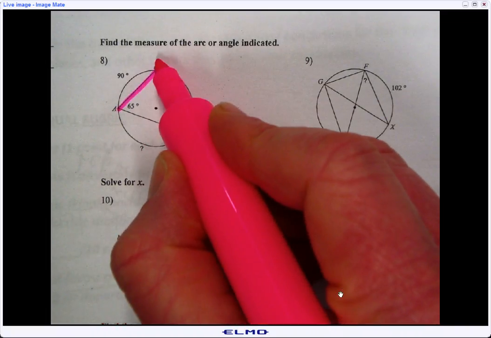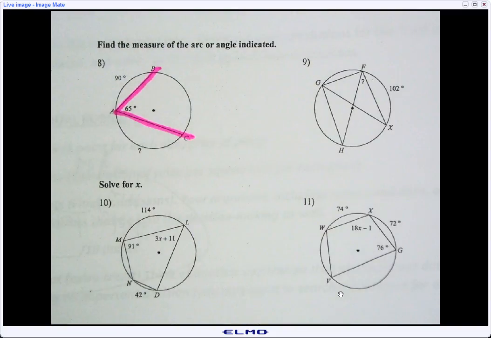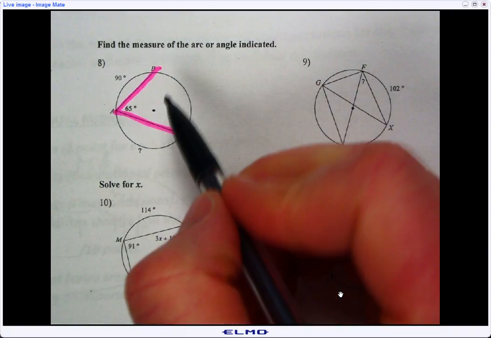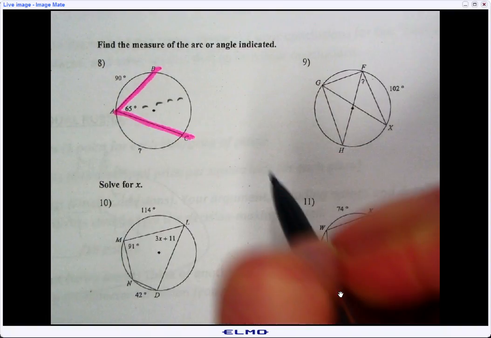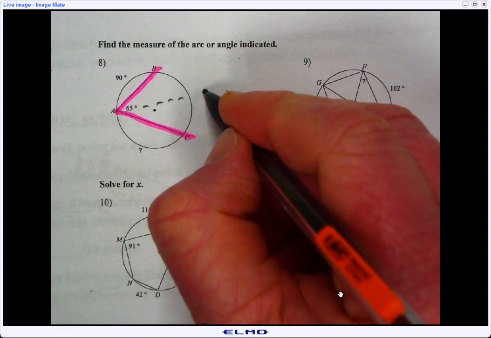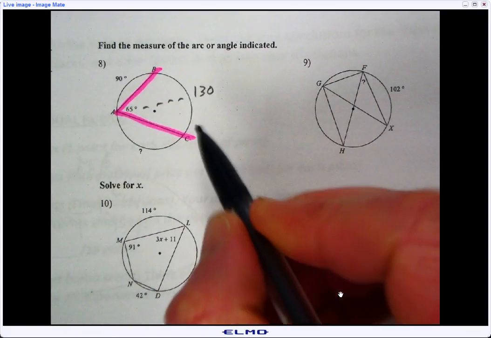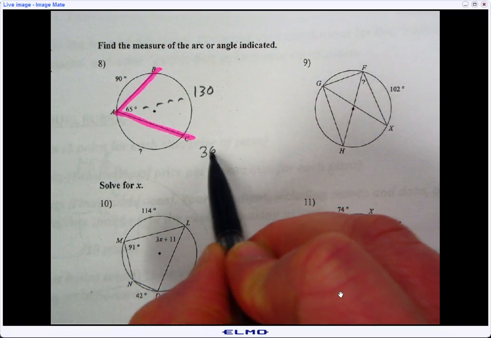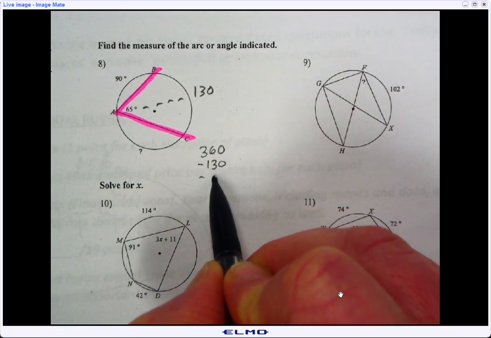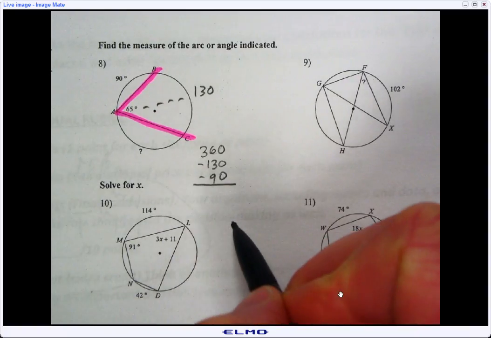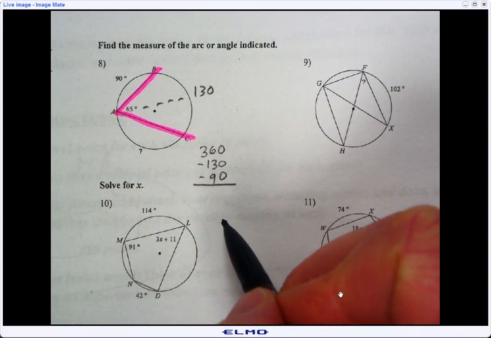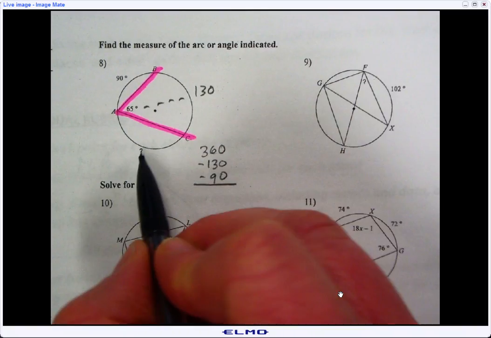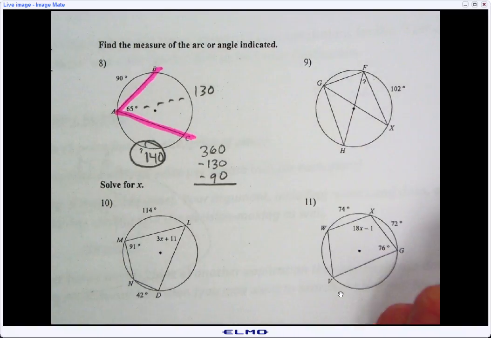So I'm going to highlight the inscribed angle because that is going to tell me what arc measure I know. If you double 65, you get 130. Going around the circle, this is 90, this is 130. If you take 360 minus 130 minus 90, 360 minus 220 essentially, which is 140. So our arc is 140. That's what we're trying to find. 140 degrees. Not very much distraction there.